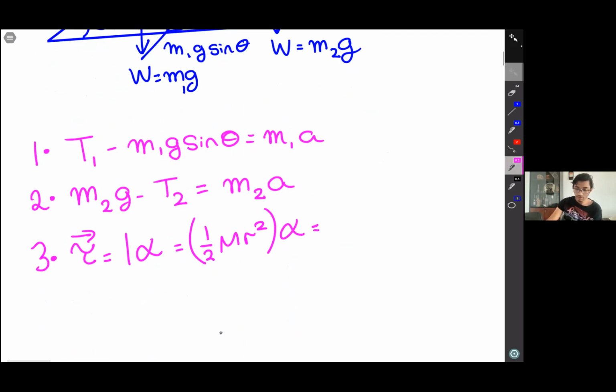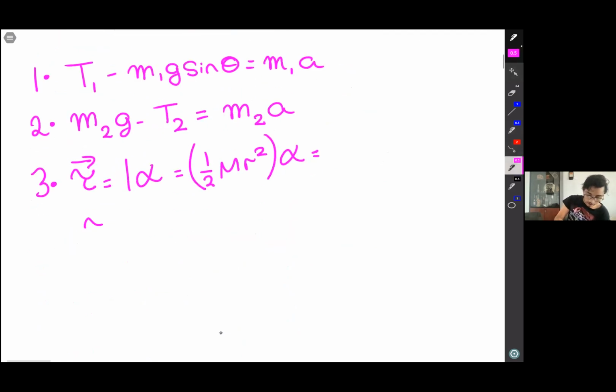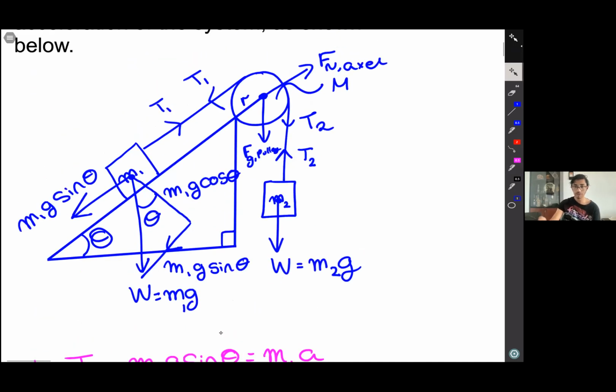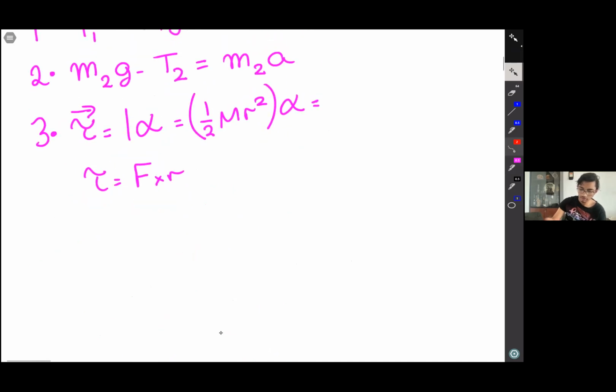Now note that torque, the definition of torque, is equal to the force multiplied by R, the length. Now, what is our force? Well, we have two forces here, T1 and T2. However, T2 acts in the downwards direction, the way we're concerned with, and T1 acts in the opposite direction. So this is the same thing as saying T2 times R minus T1 times R.